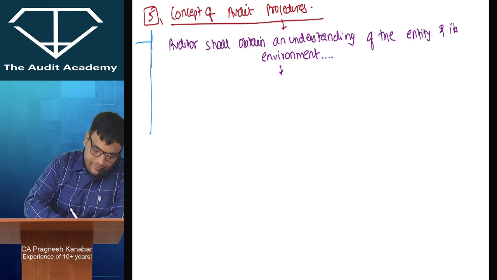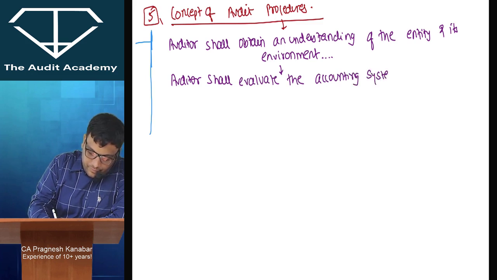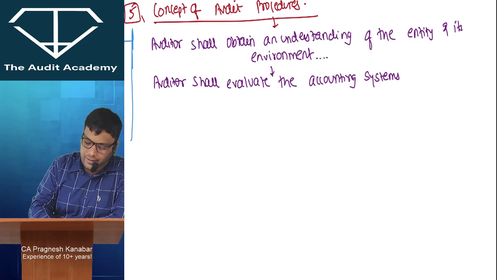After that, this is the first step. After that, please understand this like a recipe. Step number 1, step number 2 as well. After that, auditor shall evaluate the accounting systems.